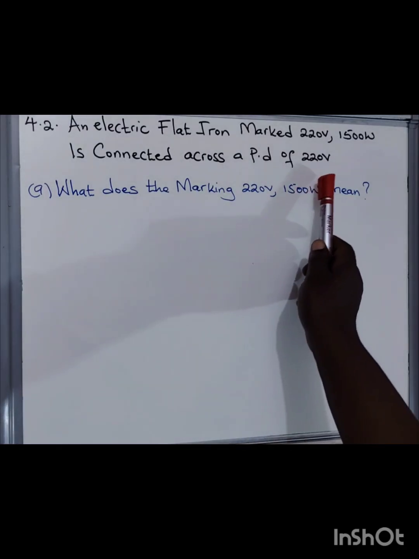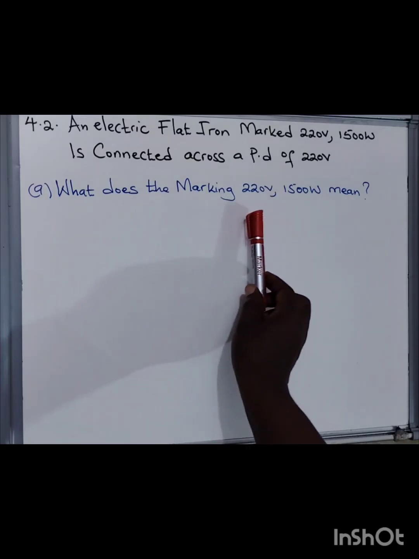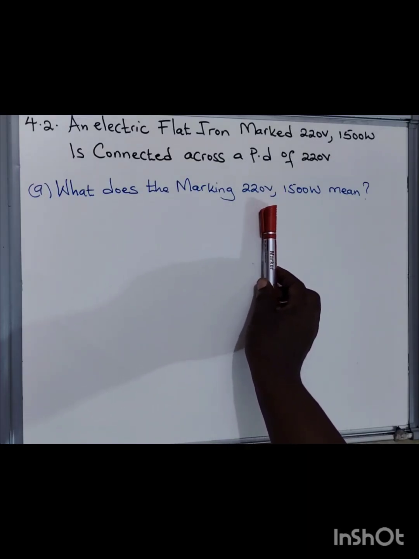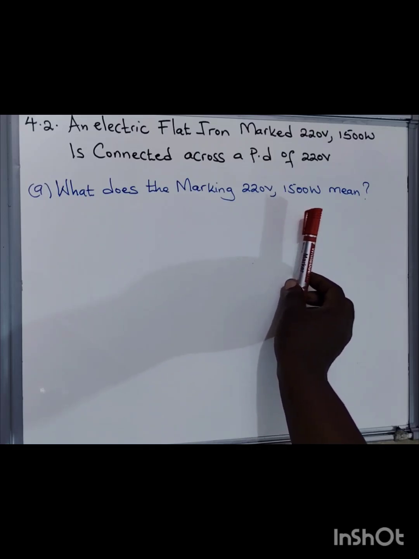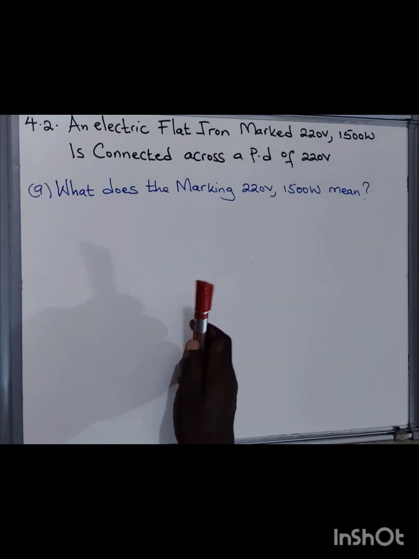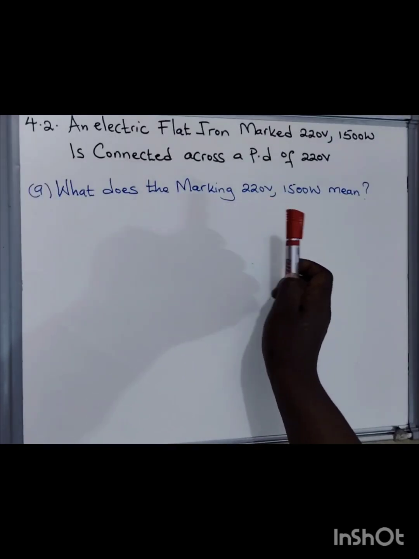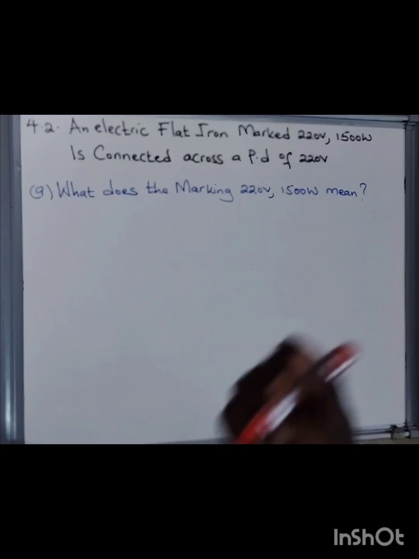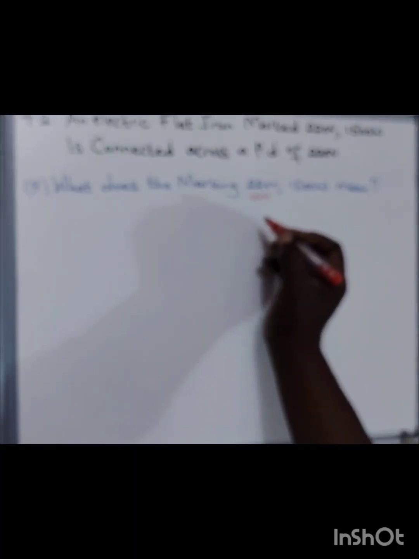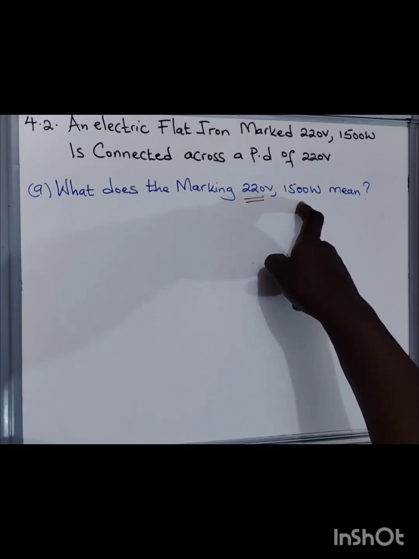We normally see these labels on electrical gadgets, but on this flat iron, the labels are 220 volts, 1500 watts. What does it mean? It means that when this flat iron is connected across 220 volts, it will produce power of 1500 watts.